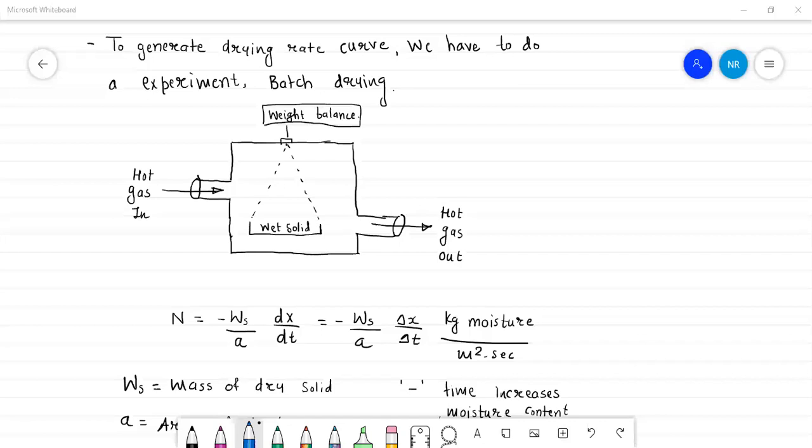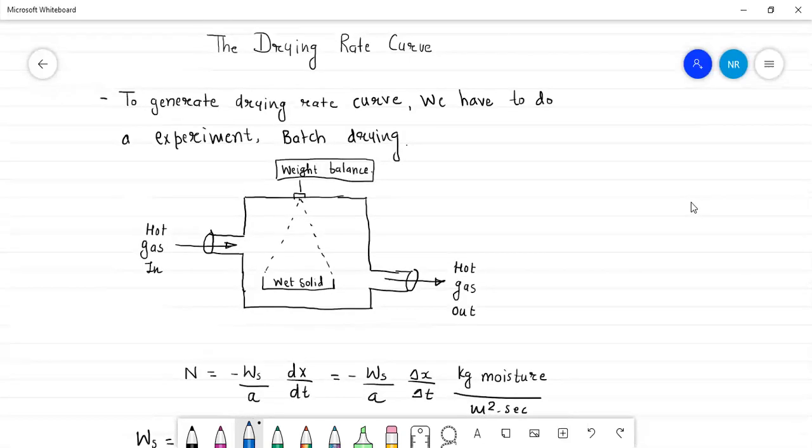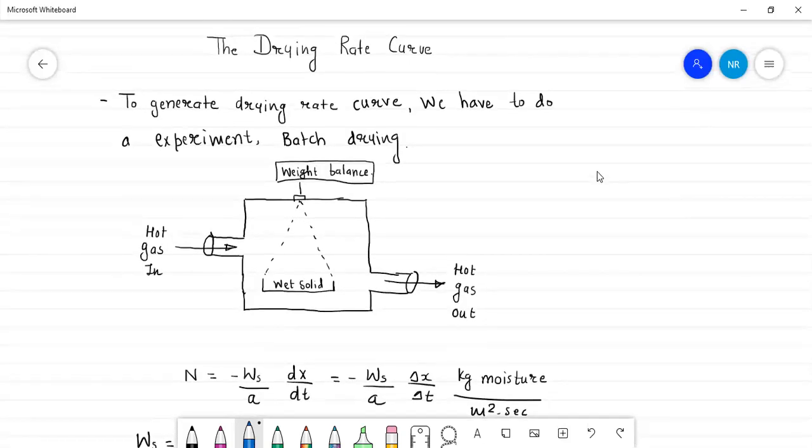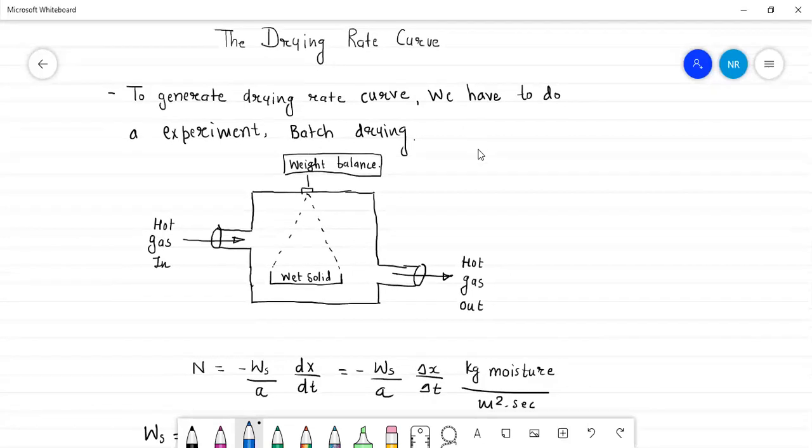Very good morning, students. So let's start the topic, the drying rate curve. Last time what we finished, what we understood during the lecture, is that we have to generate a drying rate curve. To generate a drying rate curve, we have to draw or to find out a drying rate curve.